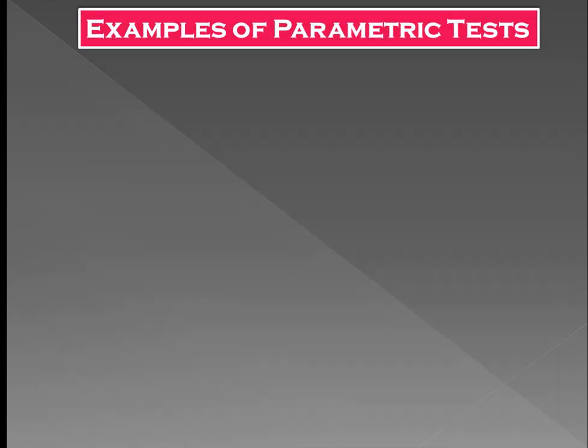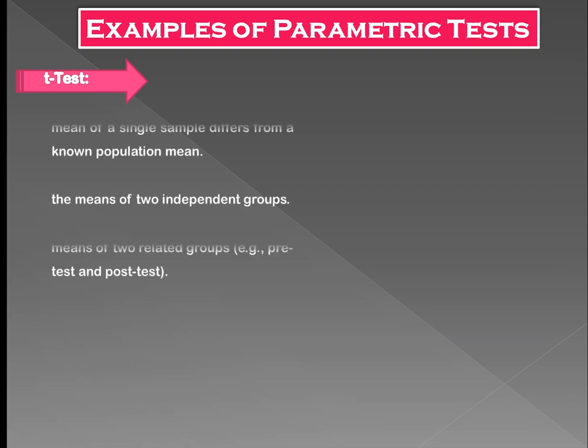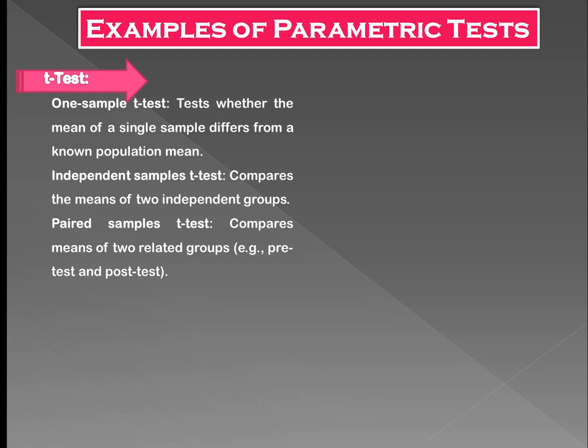Examples of parametric tests. 1. T-test. One sample t-test tests whether the mean of a single sample differs from a known population mean. Independent samples t-test compares the means of two independent groups. Paired samples t-test compares means of two related groups, e.g., pre-test and post-test.